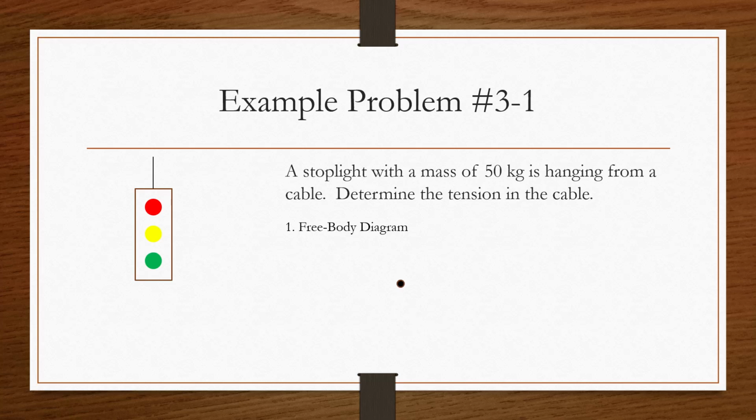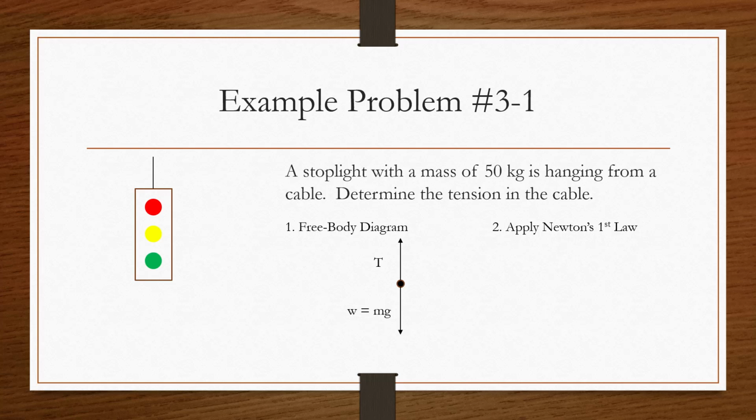So for the stoplight, we obviously have two forces. One is weight or gravity, which I could calculate by doing 50 kilograms and multiplying by 9.8, the acceleration of gravity. And the second one is the tension in the cable. It's worth pointing out there are no other forces that are acting on the cable or on the stoplight in this situation.